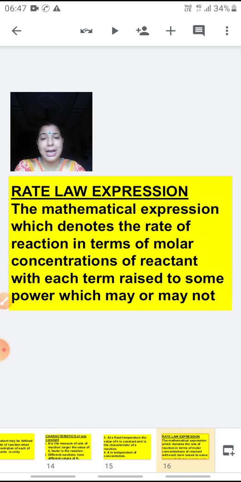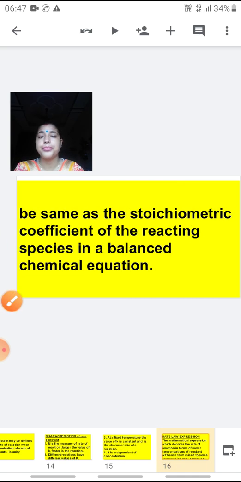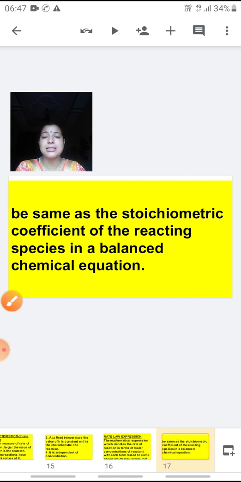It is a mathematical expression that denotes the rate of a reaction in terms of molar concentrations of reactants, with each term raised to the power which may or may not be, you have to remember, I am saying which may or may not be same as the stoichiometric coefficient of the reactant species in a balanced chemical equation.